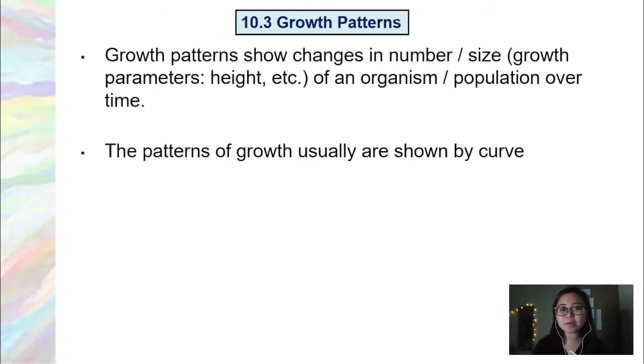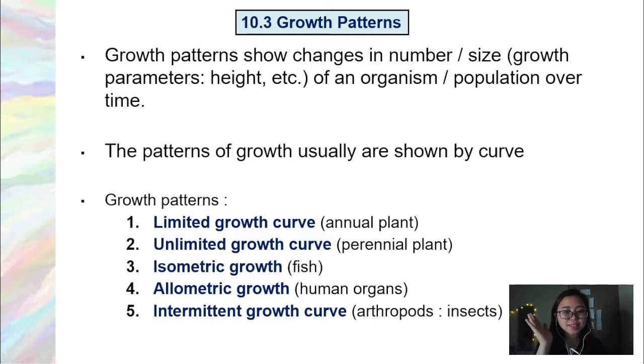Okay, so in this subtopic, we're going to look at 5 growth patterns that are kind of significant and what we want you to learn about, which is these 5. So you'll learn about limited and unlimited growth, and we're going to compare a little between limited and unlimited growth. And then you'll learn about isometric and allometric growth, and a few examples for each of those. And you'll learn about the 5th type of growth pattern, which is intermittent growth curve.